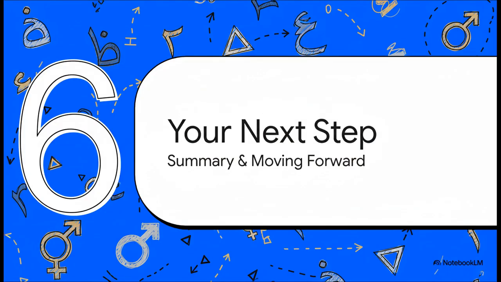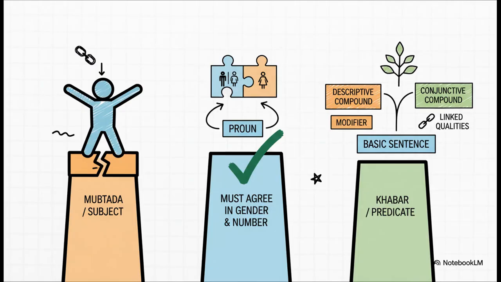Whew, okay. We have covered a ton of ground in a really short time. So let's just pause and boil it down. What are the absolute must-know takeaways from all this? Okay, 3 things. Number 1, those 14 pronouns are standalone words and they are the subject of your sentence. Number 2, the golden rule of agreement. The predicate, the khabar, has to match in gender and number. That is everything. And number 3, you can build more complex, interesting sentences using descriptive and conjunctive compounds. If you can lock in these 3 ideas, you have an incredibly powerful foundation.